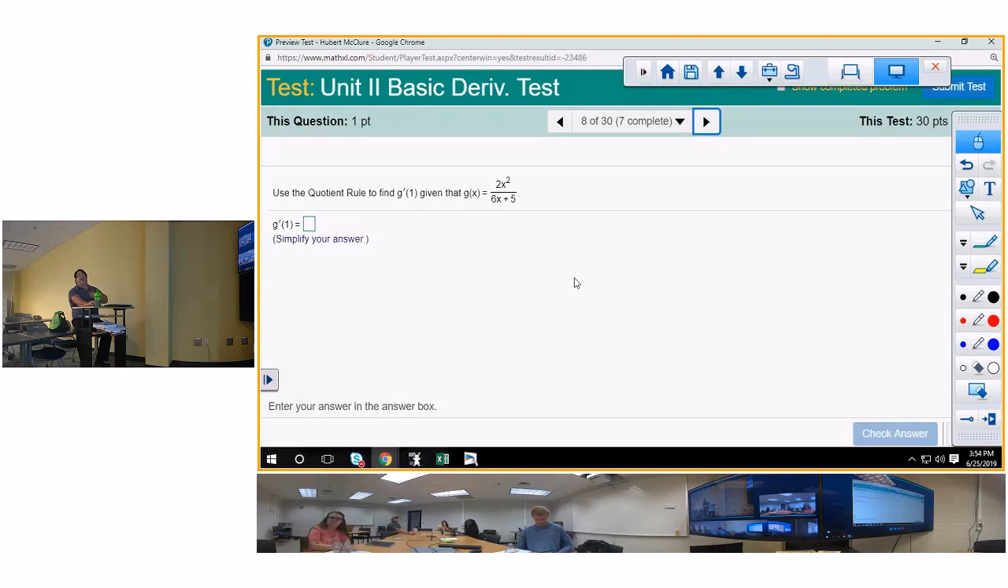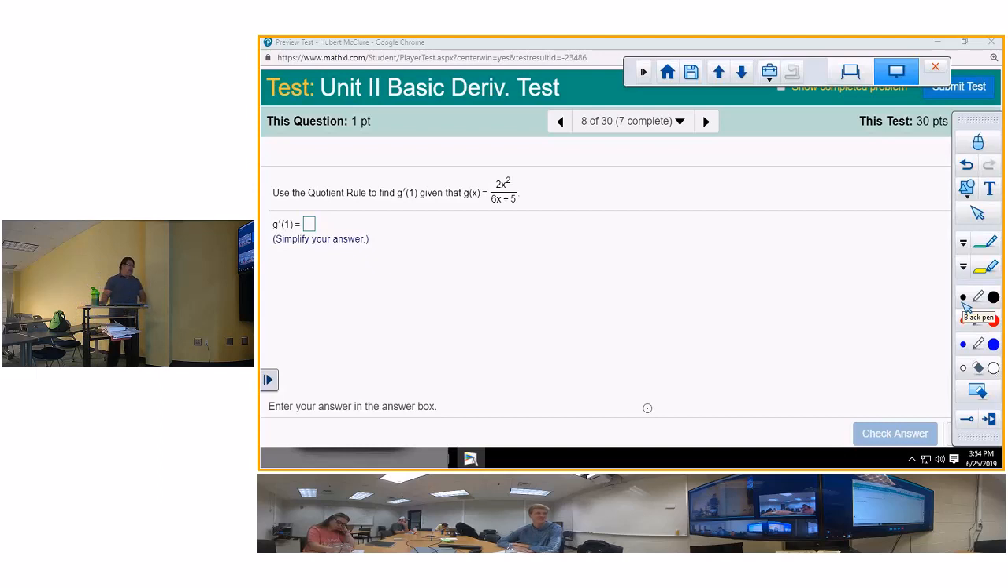Quotient rule, 2x squared over 6x plus 5. Could you use the product rule and the chain rule? Yes. So we'll do both. Why am I doing both? For the practice. Unless you're a water walker, everybody needs practice.